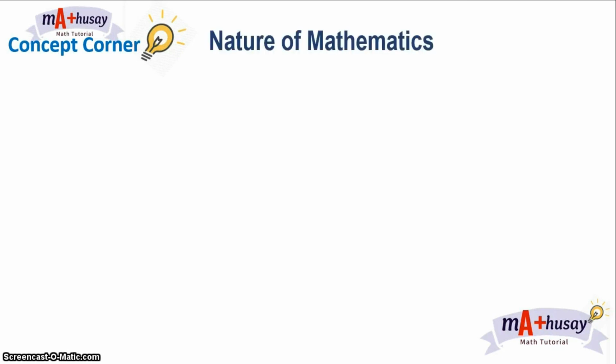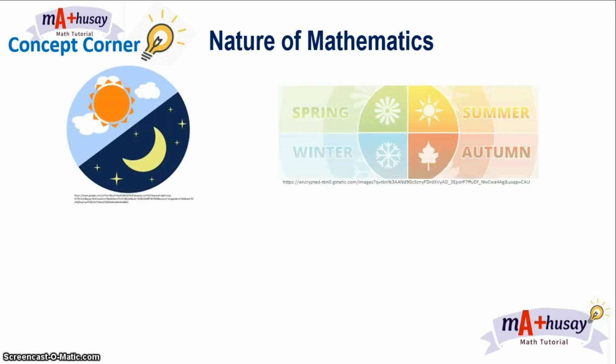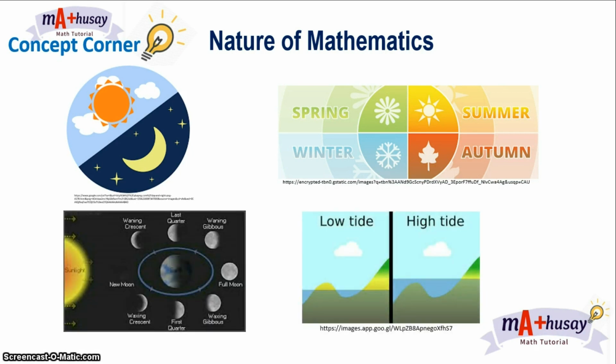Humans are naturally capable of recognizing patterns in nature and in the world, whether consciously or subconsciously. Early humans recognized the repeating interval of day and night, the changing of the seasons, the phases of the moon, and the rising and falling of tides. Understanding these patterns allowed humans to survive the test of time.